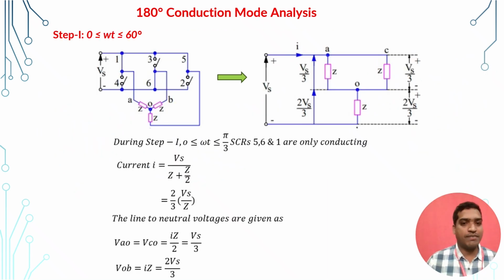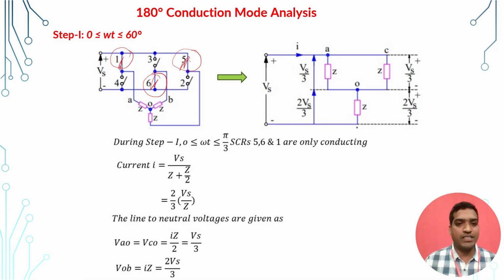So the first step is, I consider step 1, from 0 to 60 degrees. As we mentioned previously, from 0 to 60 degrees, switches 1, 5, 6 are turned on. Can we redraw the same circuit? Conduction means a closed switch, so switch 1 is closed here, switch 6 is closed here, switch 5 is closed. That means we have two conducting switches from the positive group, 1 and 5, and 6 is from the negative group.